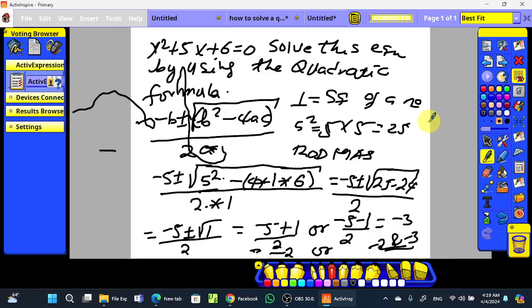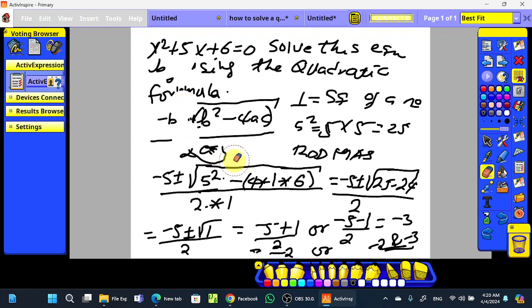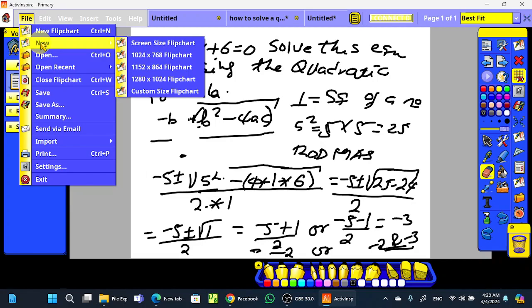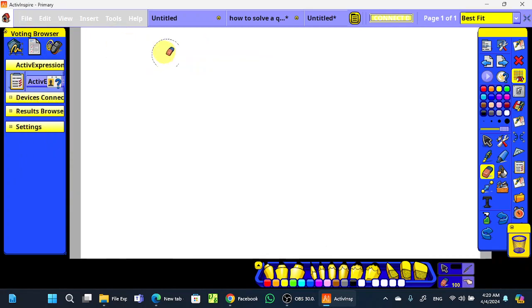So okay guys, this is how we solve using the quadratic formula. I think you find it is easy, so you can solve it easily. So let's go to the third and last method of solving a quadratic equation. So what's the third method?